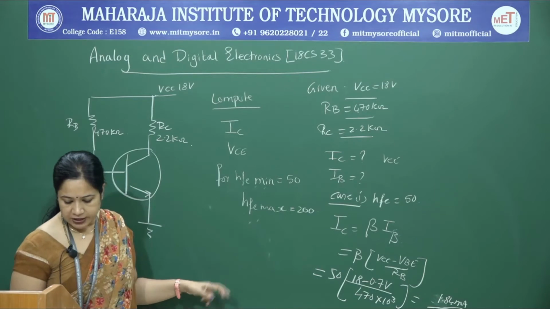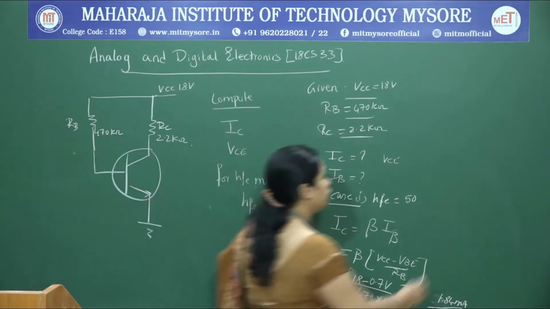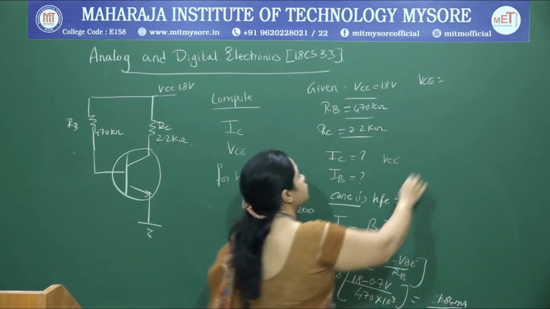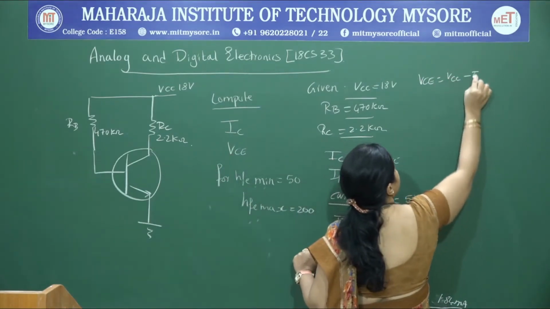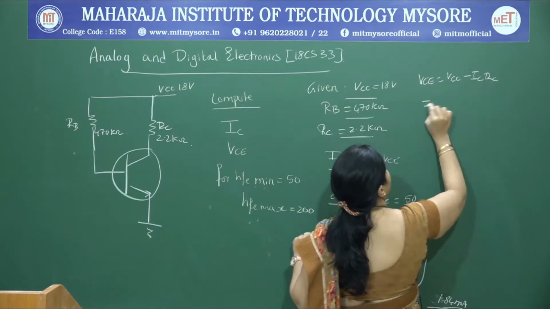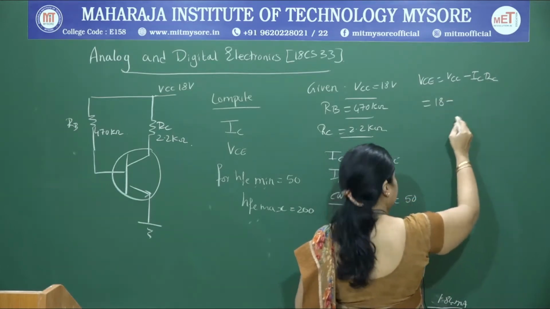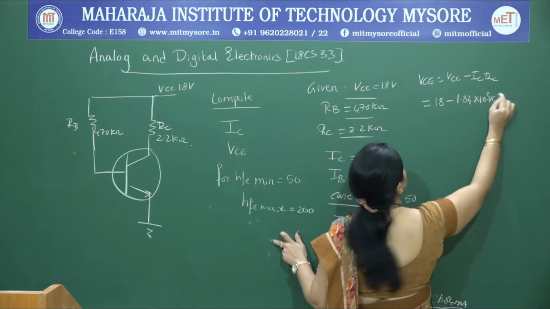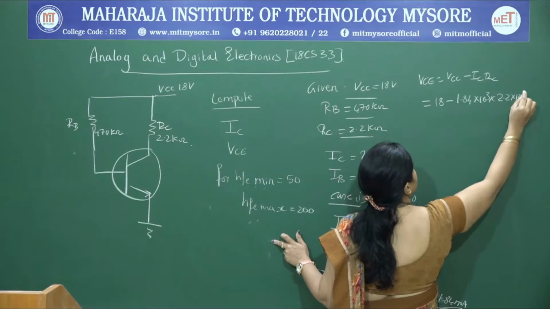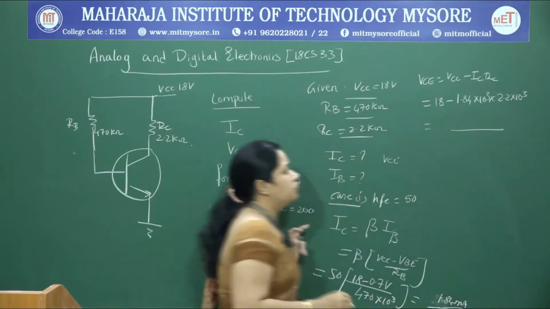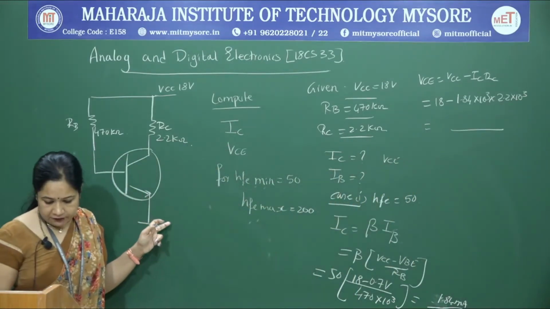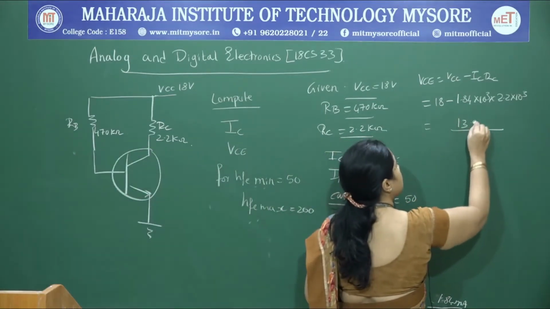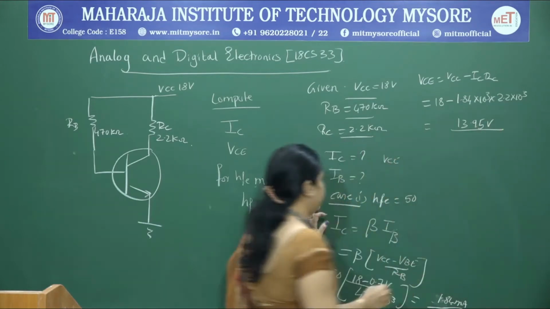Now, I find the corresponding value of VCE. If you want to find VCE, you apply KVL to the output junction. So, it is VCC minus IC RC. Substituting the values, it is 18 minus 1.84 into 10 power minus 3 times 2.2 into 10 power 3. Substitute the values and you end up getting VCE equals 13.95 volts corresponding to hFE 50.